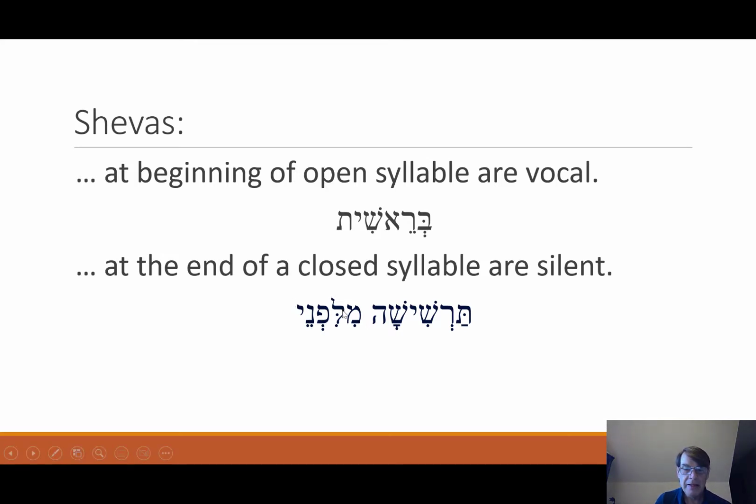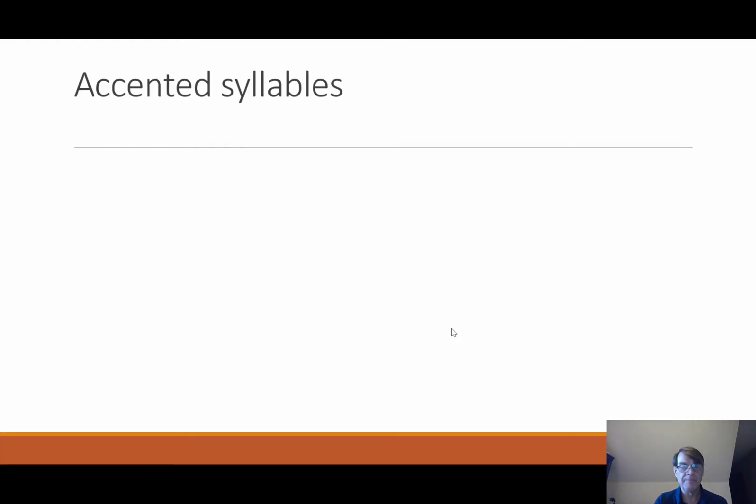So mil, lif, and if you can, you should pronounce the lamed twice. It's hard for us English speakers, but mil, lif, ne. Kind of hold the lamed a little longer. But the bottom line is that when a sheva is after the beginning of an open syllable, it is a vocal sheva. When a sheva marks the end of a closed syllable, this syllable is closed. It's a silent sheva. If you have what I've said and you think, I kind of get it, I can't take much more, go on to the next slide.